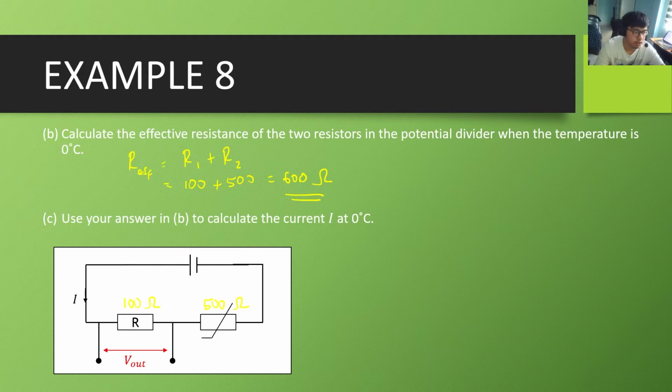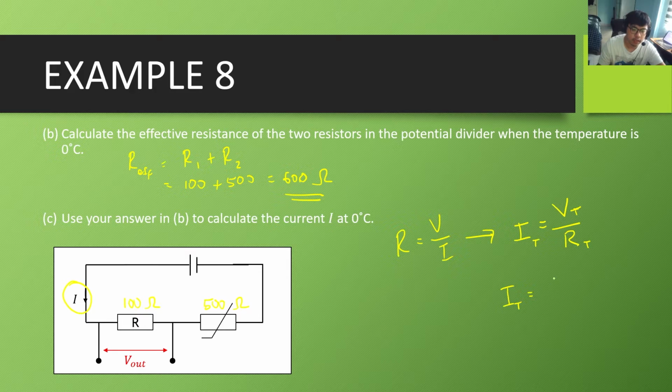C. Use your answer in B to calculate the current I at 0 degrees Celsius. Now we want to find out the current. So this is the main current or the total current. In order to find this, we use the formula R is equal to V over I. But we rearrange this to make I the subject of the formula. So it becomes like this. And because this is the total current, we use the total of everything. So the total current is equal to the total voltage, otherwise known as the EMF, over the total resistance.